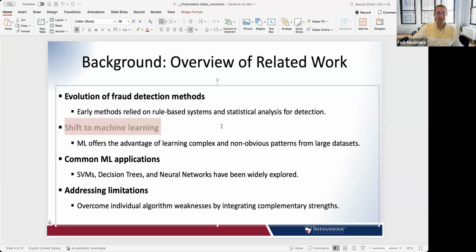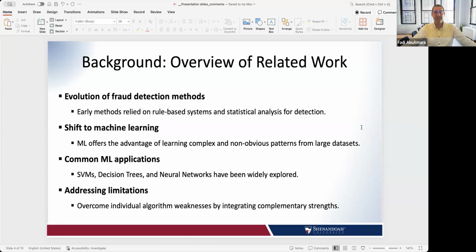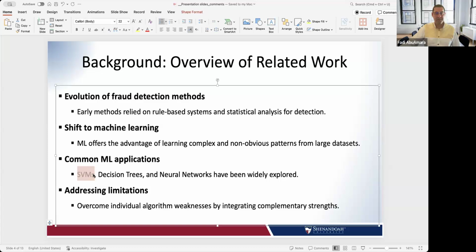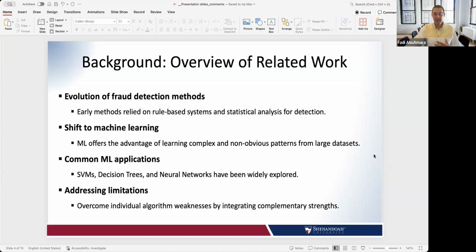So now there is a shift to machine learning. The recent research adopts machine learning algorithms. Why? For better fraud detection. Machine learning has the advantage of learning complex and non-obvious patterns from large data sets. What are the common machine learning applications? Different algorithms like support vector machines, decision trees, and neural networks have been widely explored. Each algorithm brings different capabilities to handle data imbalance and complex fraud behavior.